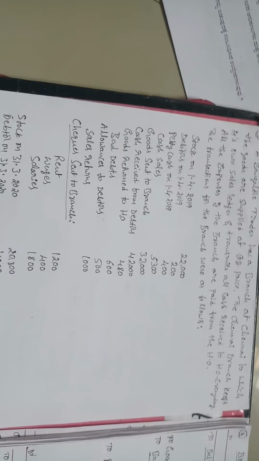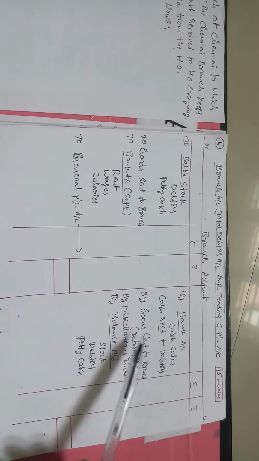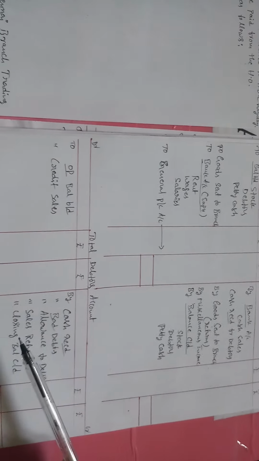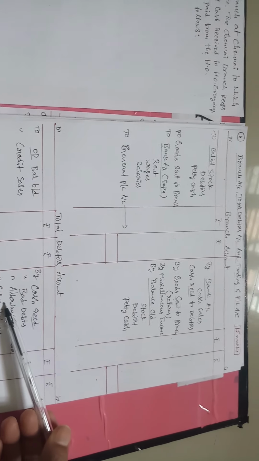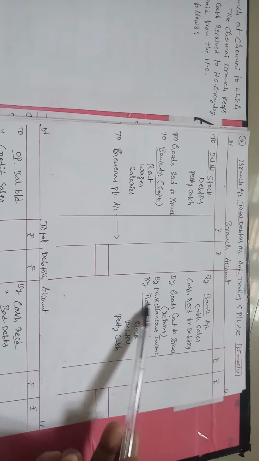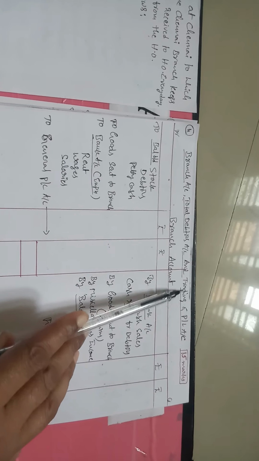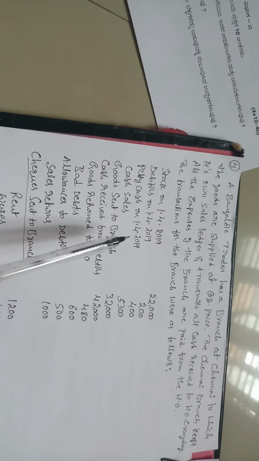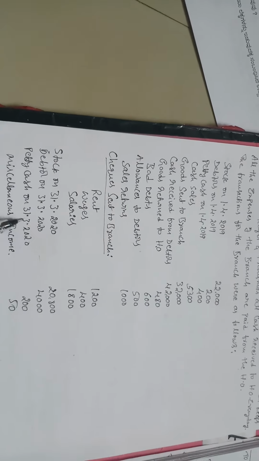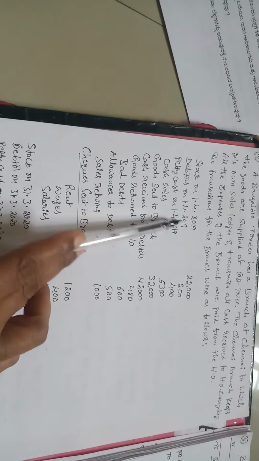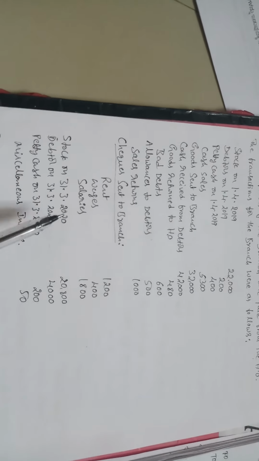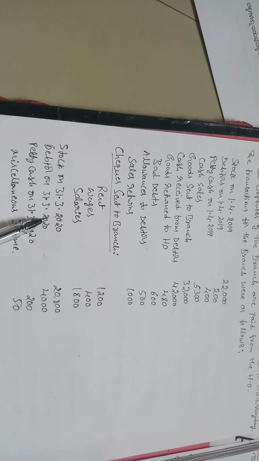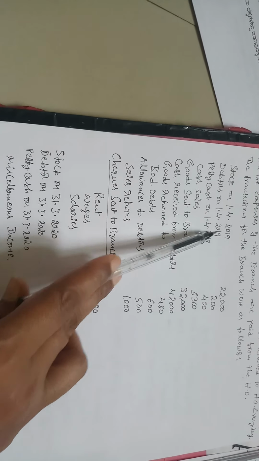First we'll prepare what we know: the branch account, how to prepare a branch account we know, and then the total debtors account. These two I'll prepare first. After that we prepare the trading and P&L account. So what is the procedure we know? These are the openings and these are the closings. Openings come to the branch account debit side, and closings come to the branch account credit side. Already we know that first part.